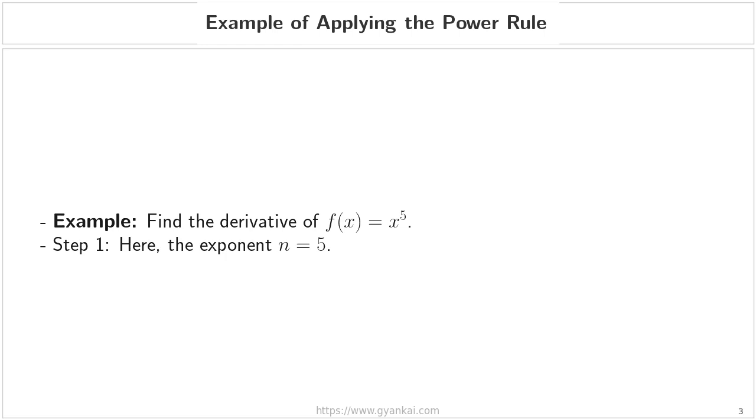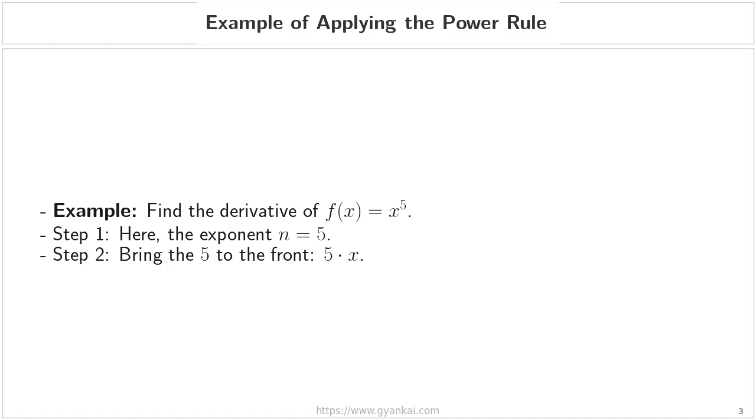Example of applying the power rule. Now that we have established the theory behind the power rule, let us look at a practical example to see how it is applied. We want to find the derivative of the function f of x equals x to the power of 5. First, we begin with step 1, where we identify the exponent. In this specific function, the exponent n is equal to 5. Moving to step 2, we apply the rule by bringing that exponent down to the front of the term. This means we multiply the variable by 5, which gives us 5 times x.